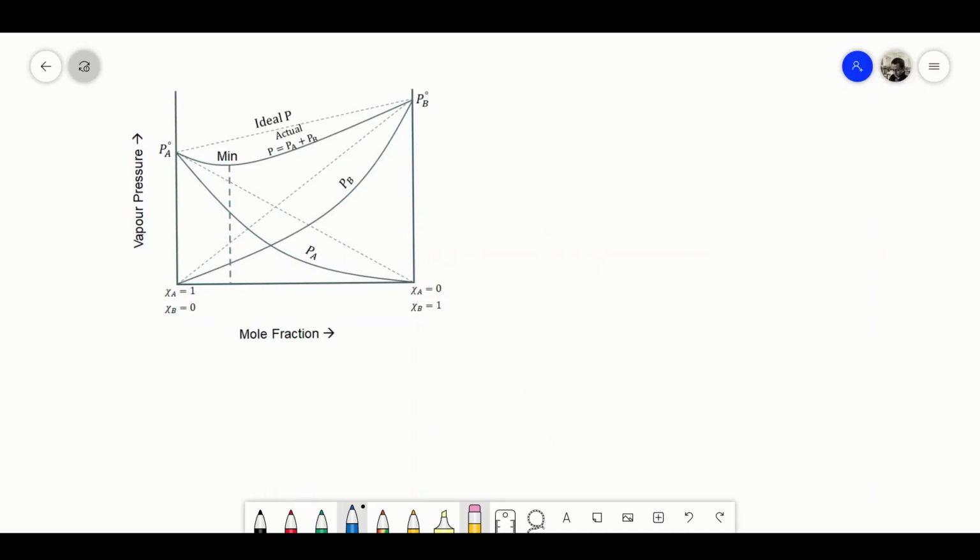Now again, if we vary the concentration of components A and B in the solution, we observe that at this particular concentration of the solution, the vapor pressure is the minimum. When the vapor pressure is minimum, that means the boiling point will be maximum. What this means is that the solution will have a higher boiling point than the pure components A and B. We also have to remember that at this particular concentration, the solution will boil at a constant temperature. These are what we call azeotropes.